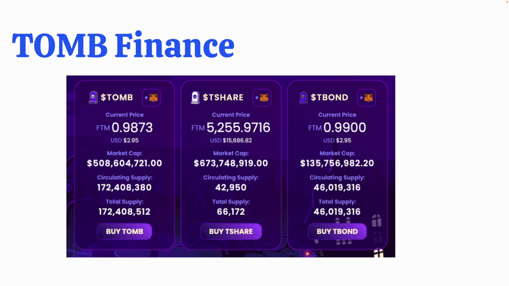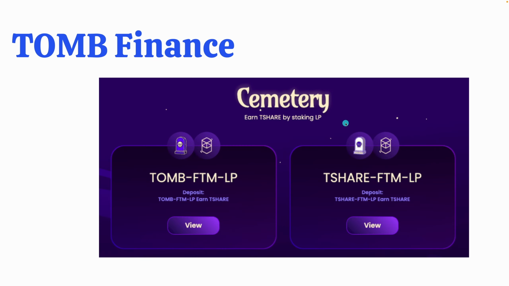I'm not a financial advisor and I do not claim that this is the best strategy, but this is my approach after almost 2 months since I started staking Tomb. So what is actually the best approach? You've got the cemetery where you can stake these liquidity pools like here. As you can see, Tomb, Phantom and T-Share, FTM.